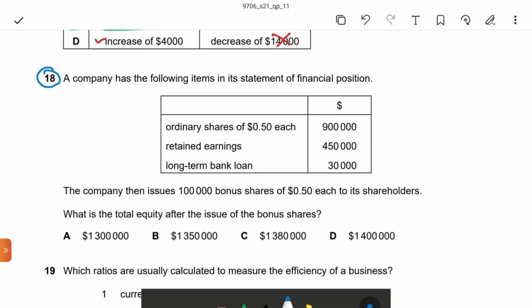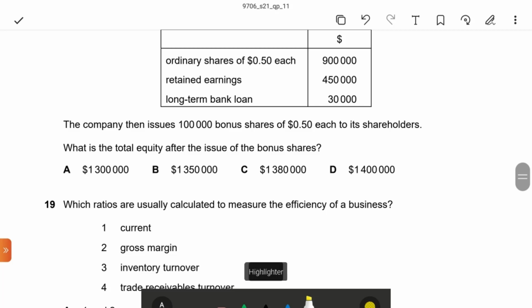A company has the following items in the statement of financial position. They are given ordinary shares, retained earnings, and a long-term bank loan. The company then issues 100,000 bonus shares of 5.0 each to its shareholders. What is the total equity after the issue of bonus shares?